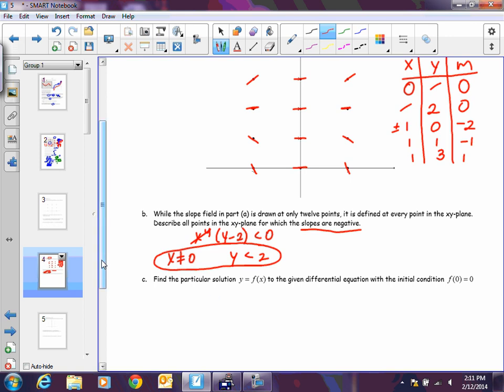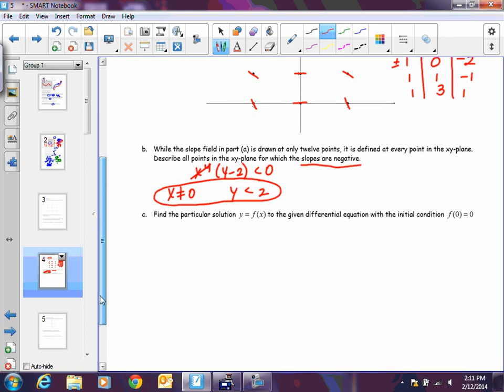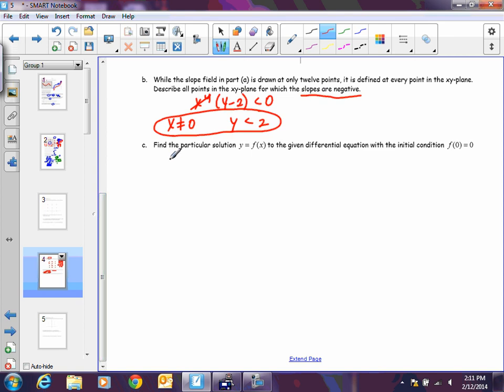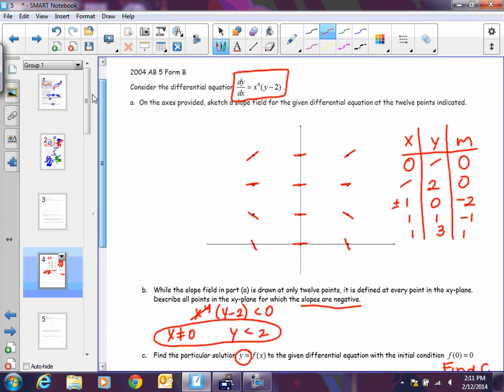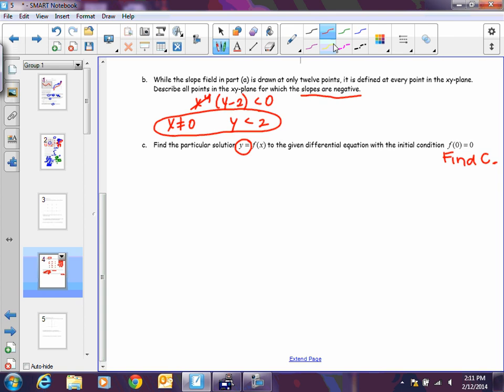I'm going to go ahead and move on to the next part because I want to have full time to talk about this. So C says, find the particular solution, y equals, okay, we see the y equals. This means we're going to have to get y by itself. That's your clue. It says, given differential equation with the initial condition, and this is how we're going to find C, just like how we did before. All right, and so if I look back up here, I see x to the fourth, y minus 2. So let's rewrite that. dy over dx equals x to the fourth, y minus 2.